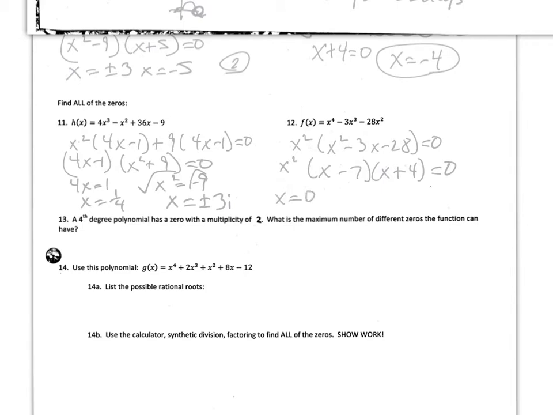So here we get x equals 0. That is a double root. You don't have to say that, but when considering all of your answers, you know that counts as 2. Then we get 7 and -4. So there's all 4 of them.